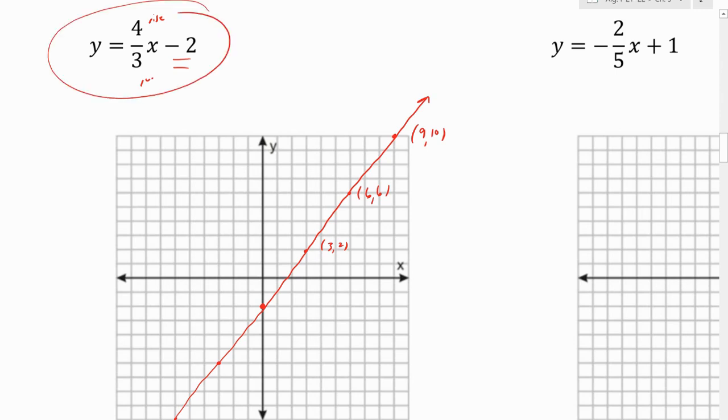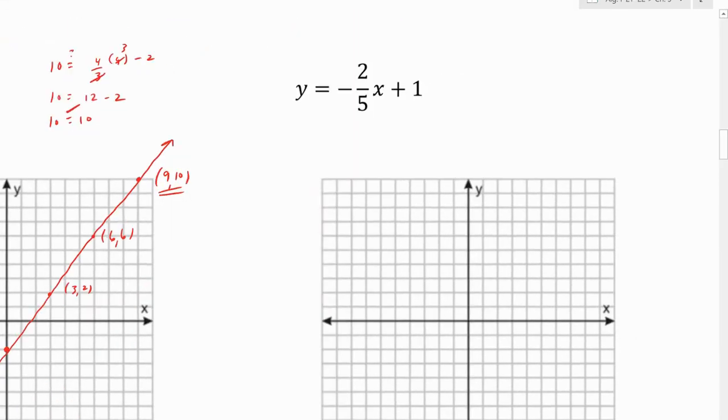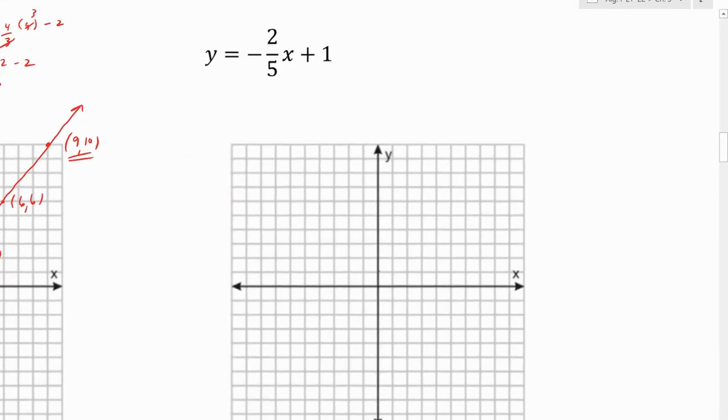A good way of checking this, if you want to make sure that you graphed your lines in the right place, because we're going to have a quiz on Wednesday, is to take one of those points that you just discovered and plug it into this equation. So if I do 4/3 of 9 and take 2 away, okay, 4/3 of 9 is 12. We're seeing if this is true or not. 12 minus 2 is 10. It is. So if x is 9, y is 10, and both sides equal the same thing. Okay?